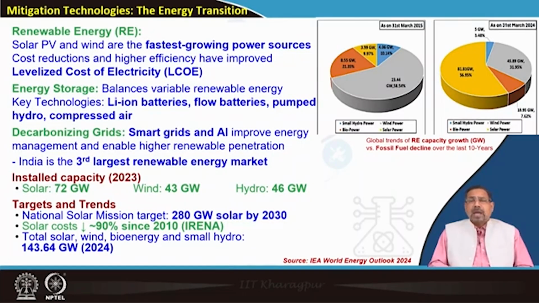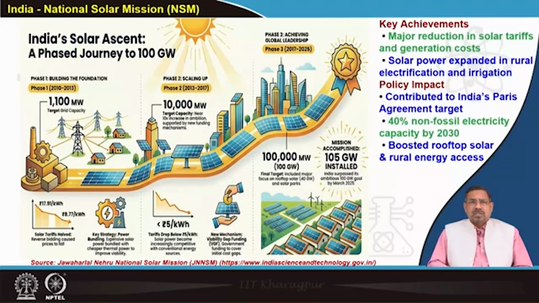So targets and trends. As far as the National Solar Mission target is concerned, 280 gigawatt of solar energy by 2030, by the end of this decade. Solar cost has come down by 90% since 2010, and the total solar, wind, bioenergy and small hydro are together giving about 143.6 gigawatts of power.